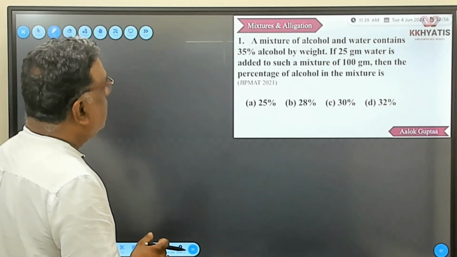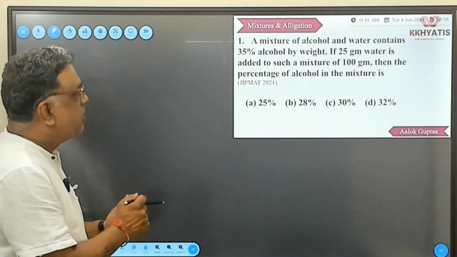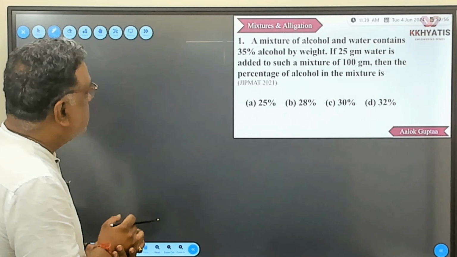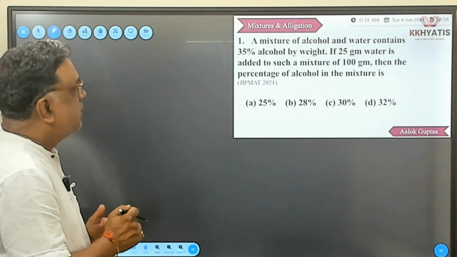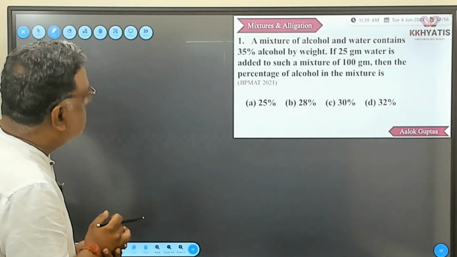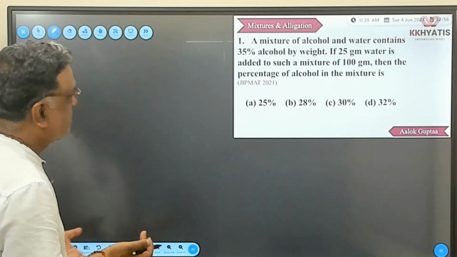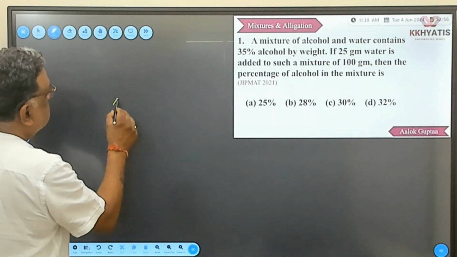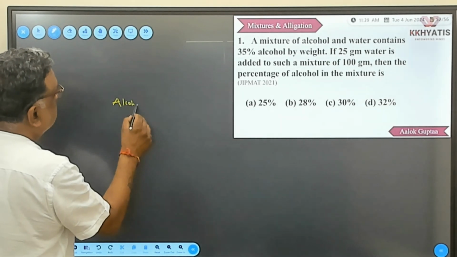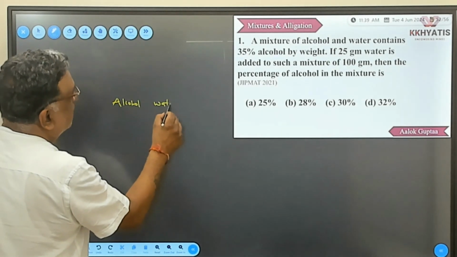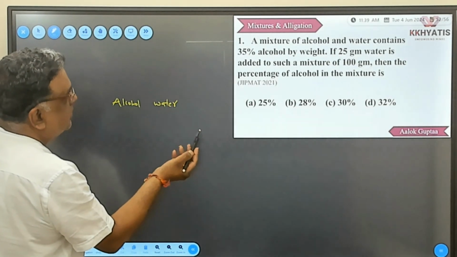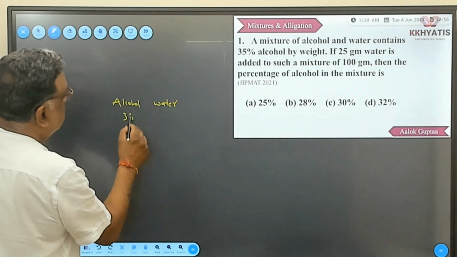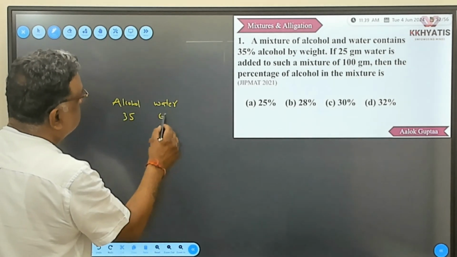A mixture of alcohol and water contains 35% alcohol by weight. If 25 grams of water is added to such a mixture of 100 grams, then what is the percentage of alcohol in the mixture? It's very simple. So let us say alcohol and water is there. The mixture is 100 grams and 35% is alcohol, which means 35 grams of alcohol is there and 65 grams of water is there.